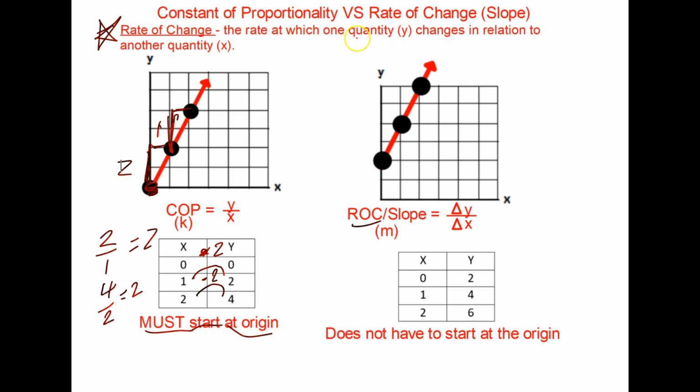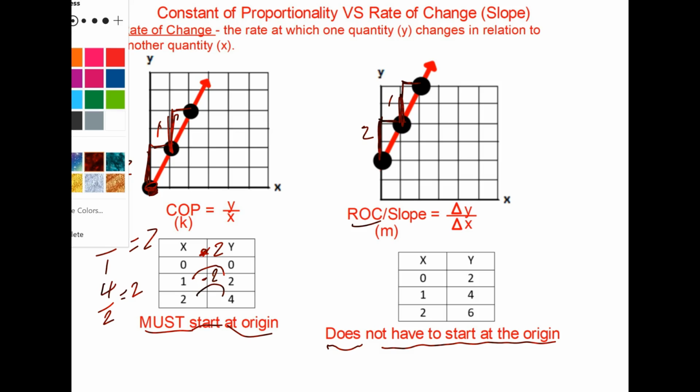So they're very similar. COP is Y over X, so we just take the Y and divide it by X. Write this down: if I do this with the graph, if I go up like that and then over like that, I still get 2 over 1. I go up and over again, and I still get 2 over 1. But for a rate of change, it does not have to start at the origin. This next part I don't want you to write down.